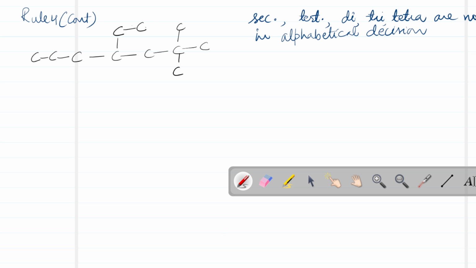Secondary, tertiary, di, tri, tetra are not included in alphabetical decision. See, in the previous slide I told you that substituents are to be written in alphabetical order, not in numbering order, right? Alphabetical order. So we need to decide which should be written first and which should be written after that. Clear? Secondary, tertiary, di, tri, tetra are not included in alphabetical decision, right?